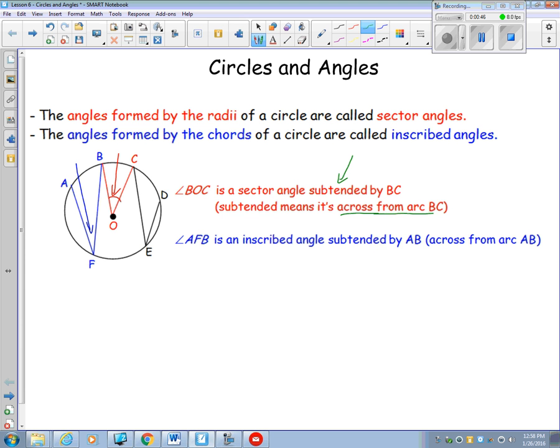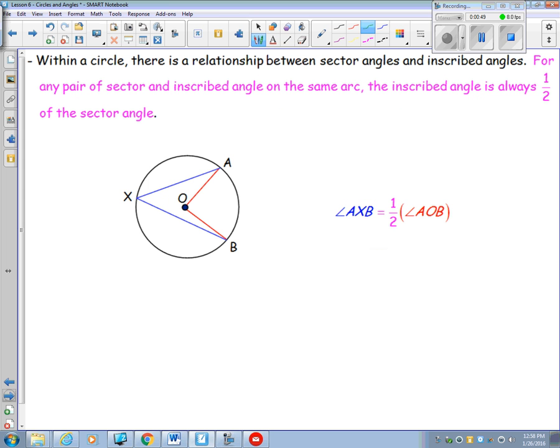from BC. There's a really handy idea that comes up lots and lots between sector angles and inscribed angles. Remember, sector is the radius. That would be this angle right here. Inscribed would be the chord, so it would be this angle right here. It turns out that the sector angle, this one here, is twice the size of the inscribed angle, as long as they're across from the same arc. Or vice versa, the inscribed one right here is half the size of the sector one right here. And that's the equation they're giving us beside the circle.